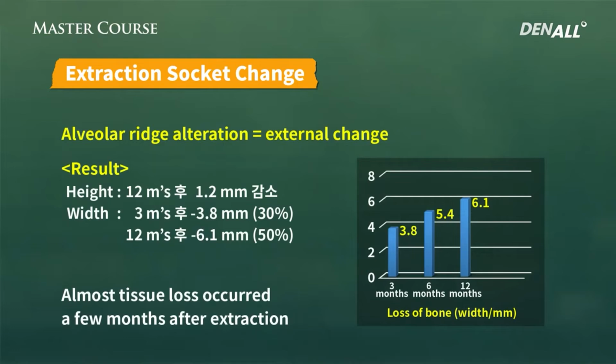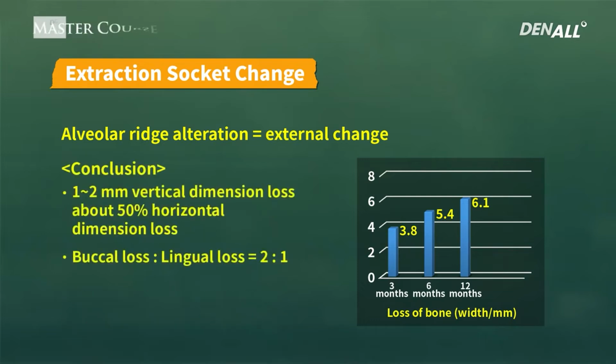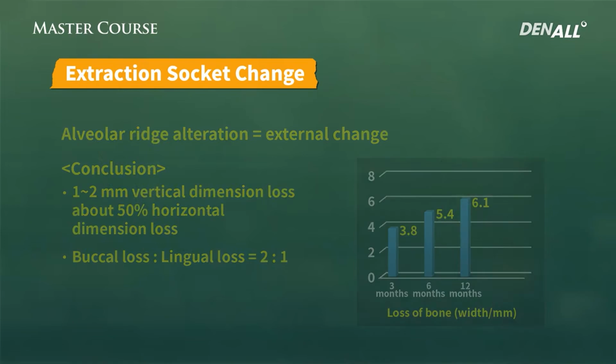In this literature, for vertical resorption after extraction within a year, 1.2 millimeter resorption occurs, and horizontally, after 3 months, a 30% resorption occurs. And after 1 year, 50% of horizontal resorption occurs. Conclusion: vertical bone resorption is comparatively less than horizontal bone resorption. So half the bone width is resorbed.